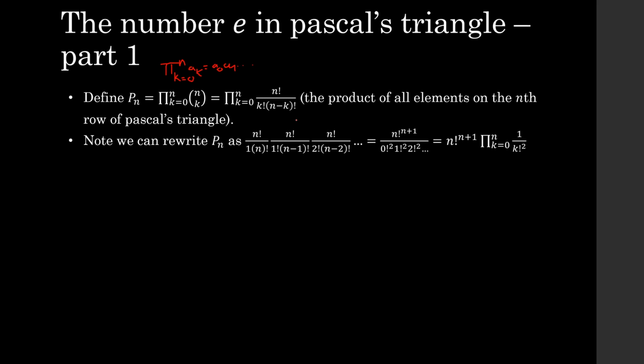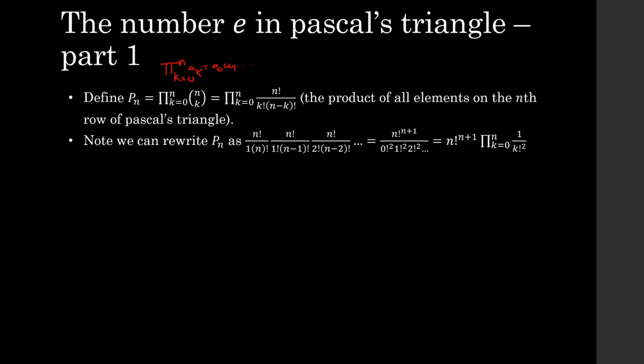So let's see how I could rewrite P_n, because sometimes this concise notation is useful, but here it's getting a little cumbersome, and it might be helpful to rewrite it. So let's expand it out. I've got this 1 here because 0 factorial is 1. So I've got n factorial over 1 times n factorial.